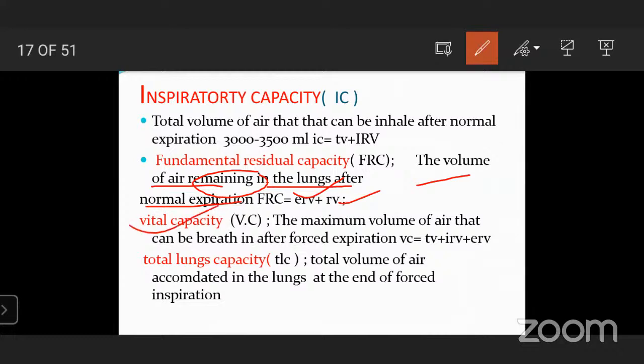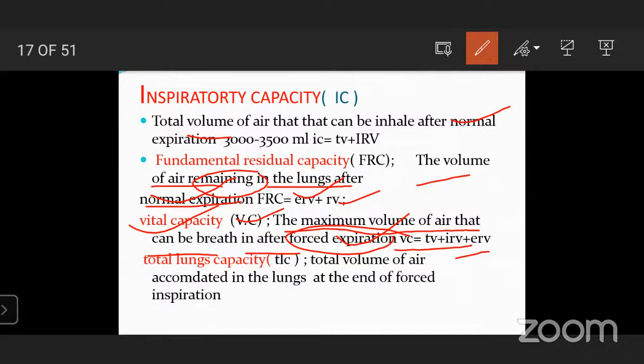And next one, vital capacity. A two marks question, very important. Vital capacity, VC, is the maximum volume of air that can be breathed in after forced expiration. Here, those were normal expiration, but here it is forced expiration. So VC is equal to TV plus IRV plus ERV.